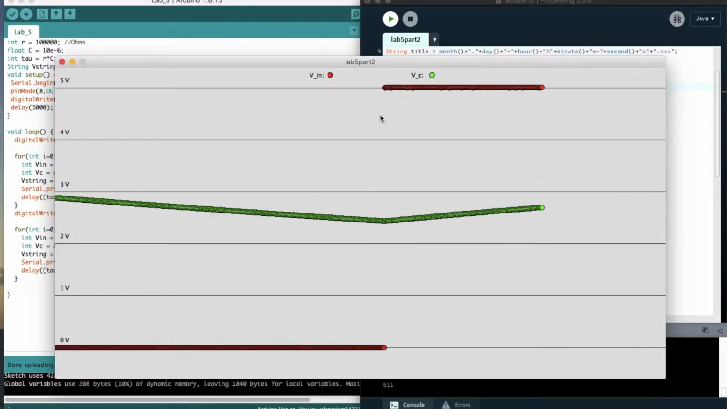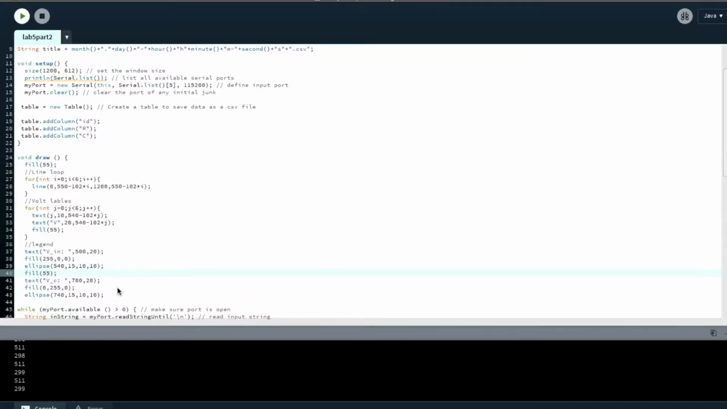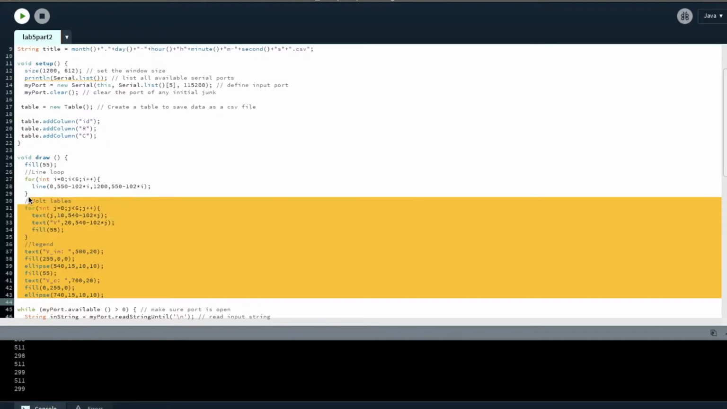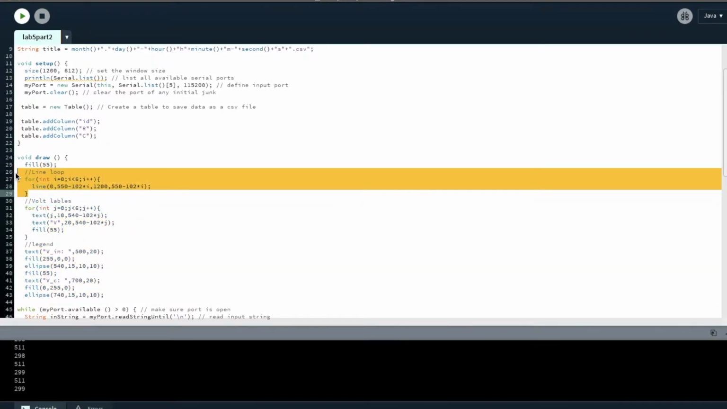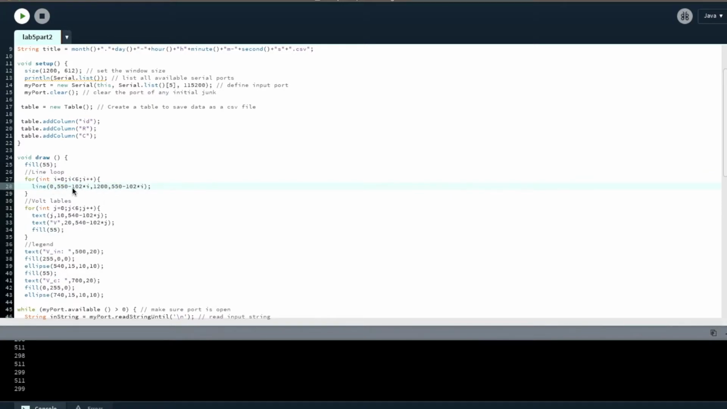For my Arduino code, I took the provided code and I added 3 sections of code. First, to create the lines, I created a for loop to create 6 evenly spaced lines at intervals of 102. I created a for loop to create the labels using text commands, and then I created the legend using 2 text commands, 2 fill commands, and 2 ellipse commands.